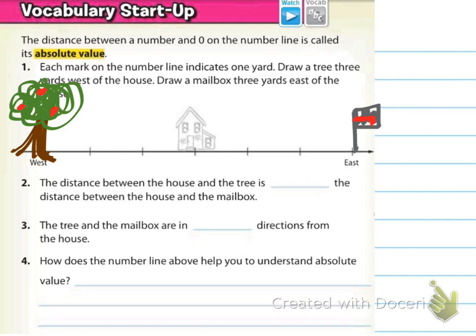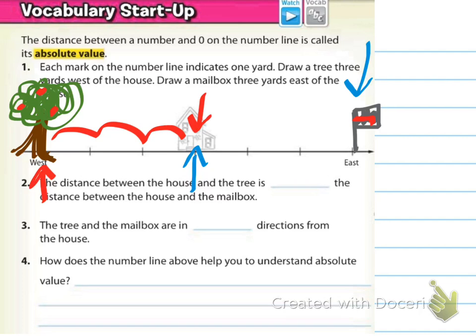You're welcome. All right, so it says the distance between the house and the tree. So the house and the tree is blank, the distance between the house and the mailbox. So what do you think? Notice this and notice this. What do you notice? Well, hopefully you're like, duh, Miss Eccles, it's equal to. And that's absolutely right.